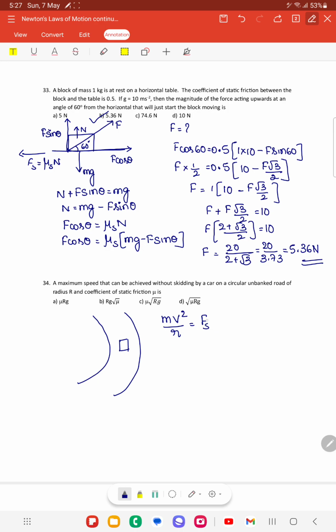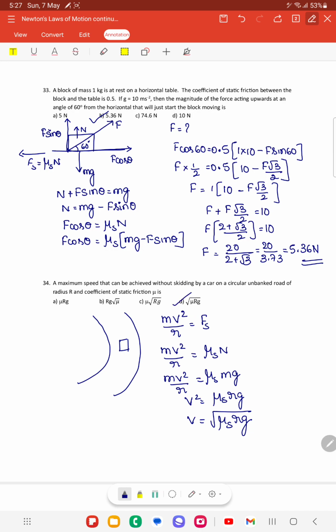So we have Fs is mv square by r, Fs is mu s into N, and N is nothing but m into g. So mv square by r is equal to mu s mg. So v square is equal to mu s r into g, or v is equal to square root of mu s into rg. So the right option is option D, square root of mu r g. Here the coefficient is given as capital mu.